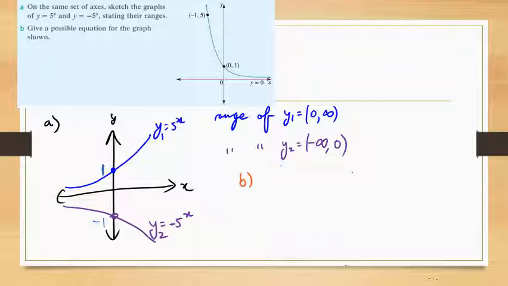Okay, B. Give a possible equation for the graph shown. Now, you know it goes from 0 to 1, however, you might notice that it's reflected back towards that way. So what that means is you actually have a negative in front of an x, so n is going to be equal to negative 1, most likely. Then, when you put in negative 1, you get a 5.